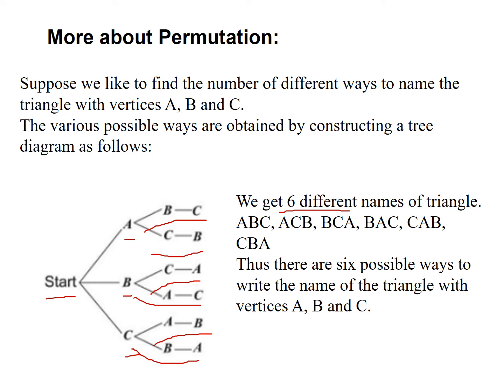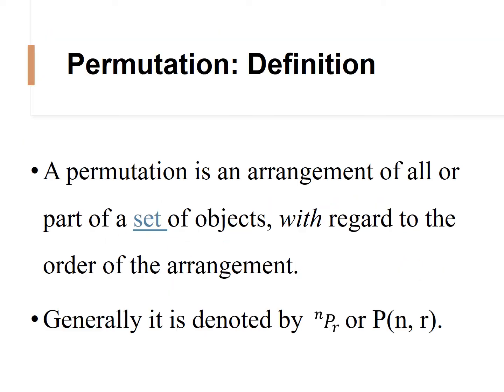Thus there are 6 possible ways to write the name of the triangle with vertices A, B and C. But keep in mind that the vertices are the same, that is ABC. We are just making different possible arrangements out of them. So from ABC we can make 6 different names of triangles, or 6 different ways of arranging the three vertices ABC.